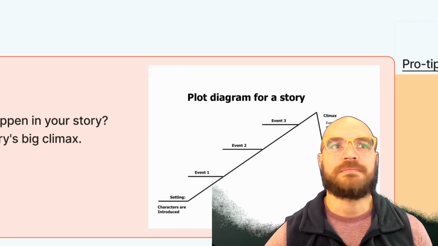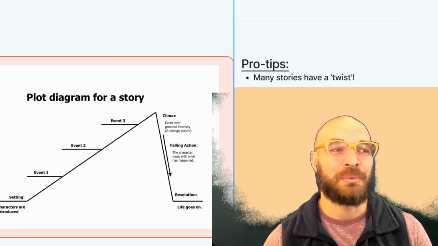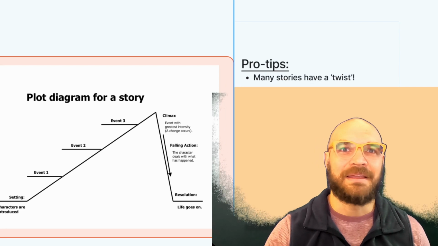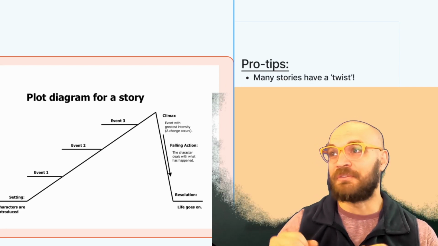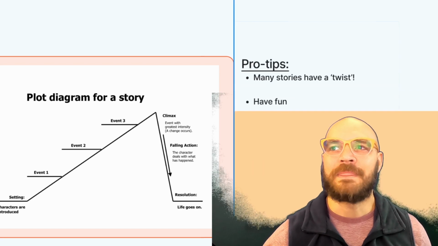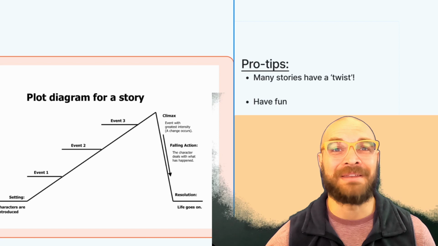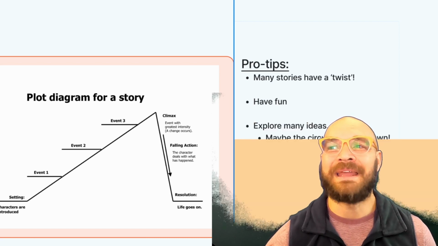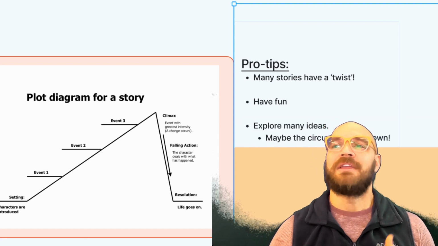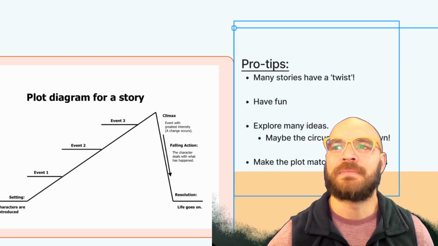So, a couple of pro tips. Many stories will have a twist. You think that the bad guy is the cat, but then at the very end you find out it was the dog all along. Twists can make it a lot of fun. Have fun when you're trying to make this. Make it so it's kind of interesting for you and for other people. Explore many different ideas. Like maybe the circus comes to town. How would that change things? You're going to kick around ideas until you find one you really like.